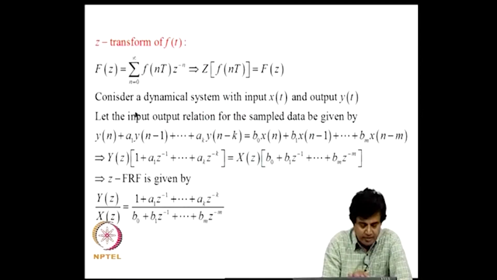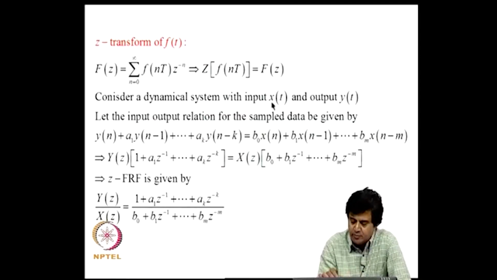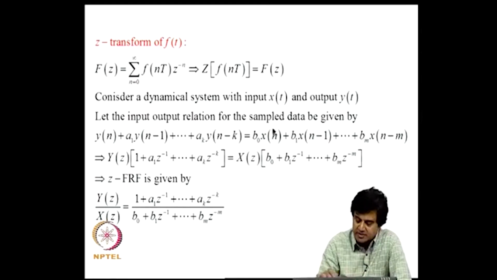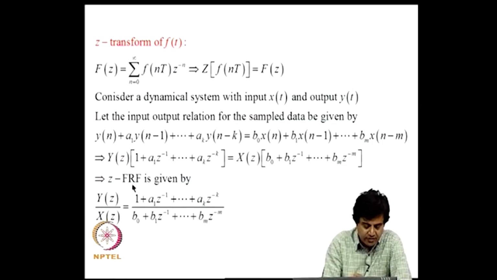Now, to make that clear, we will consider a dynamical system with input x of t and output y of t. Let the input output relation for the sampled data be given by this equation, that means y of n plus a1 y of n minus 1 plus so on up to a k y of n minus k is equal to b naught x of n plus b1 x of n minus 1 and so on up to x of n minus m. Now, if I take z transforms on both sides and use the identities that I briefly mentioned, we can show that the frequency response function in the z domain is given by this ratio.